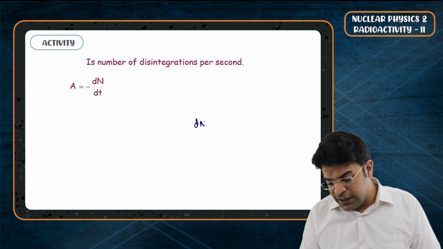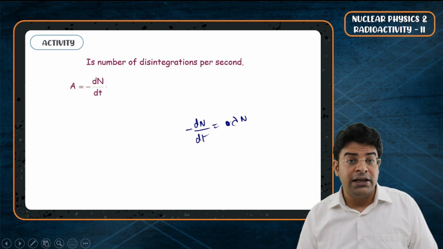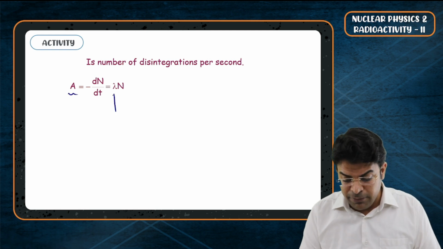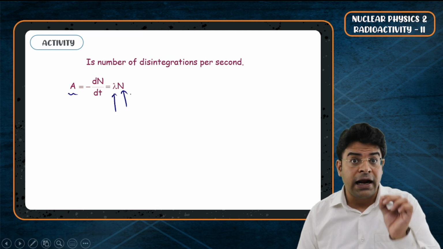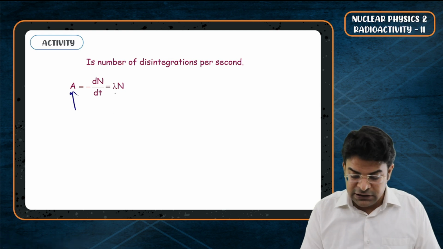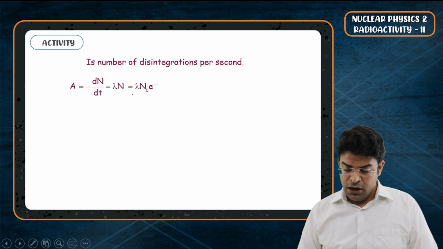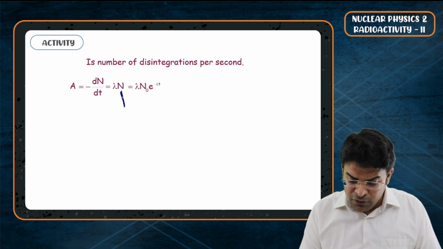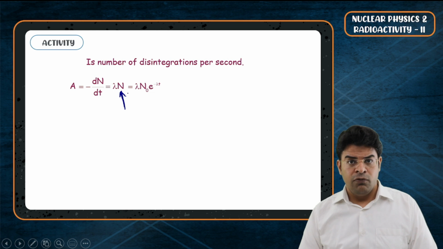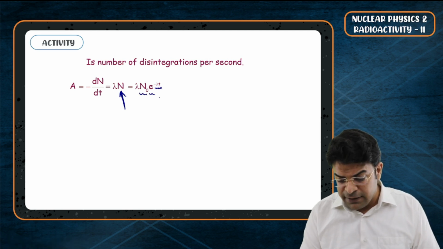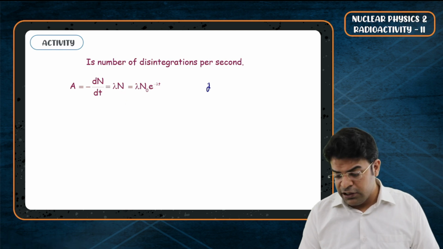And since we know that dN by dt equals minus lambda N, I can say that minus dN by dt is nothing but lambda N. So activity is nothing but lambda times the number of active nuclei. Now bachcho, we know that the number of active nuclei at any time t will be equal to the initial number of active nuclei into e raised to power of minus lambda t, which we got after integrating dN by dt equals minus lambda N.